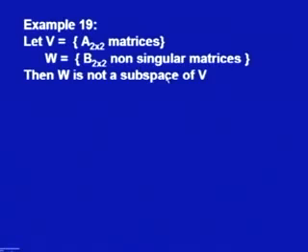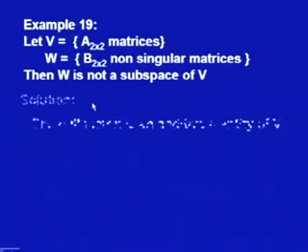This is another example taken from the set of matrices, but this time W is not a subspace. So, let us consider V to be 2 by 2 matrices and W is again the set of all 2 by 2 matrices, but the condition is that these are non-singular matrices. So, we have a bigger set considering all square matrices of order 2, while W is only those square matrices of order 2 which are non-singular. Then W is not a subspace of V, where V is a vector space with respect to usual matrix addition and scalar multiplication.